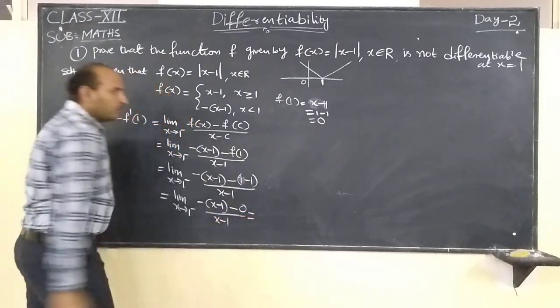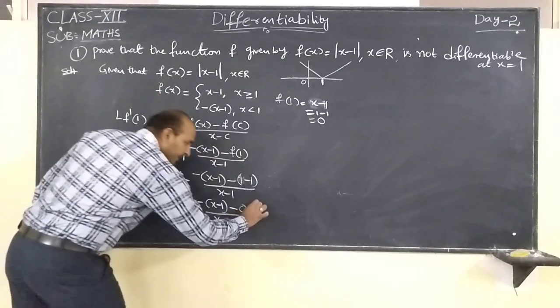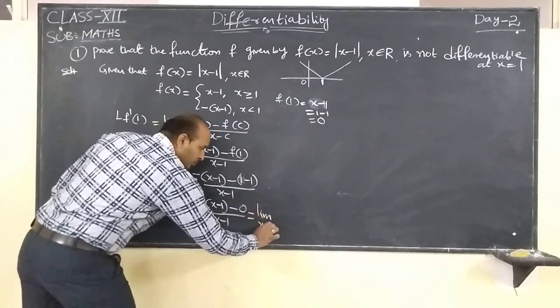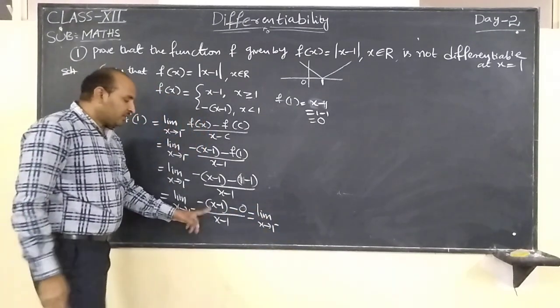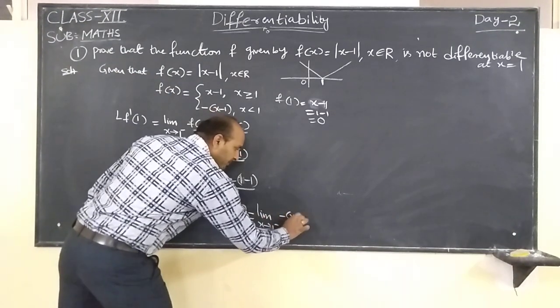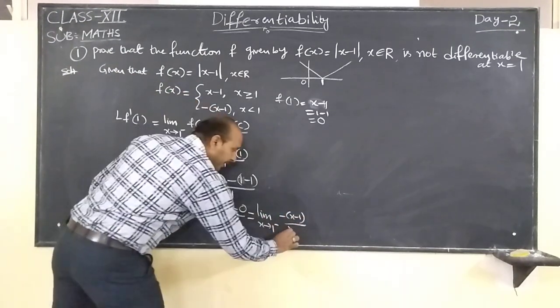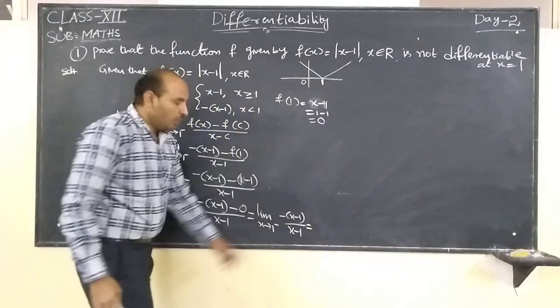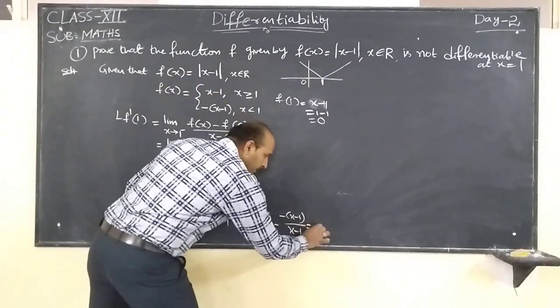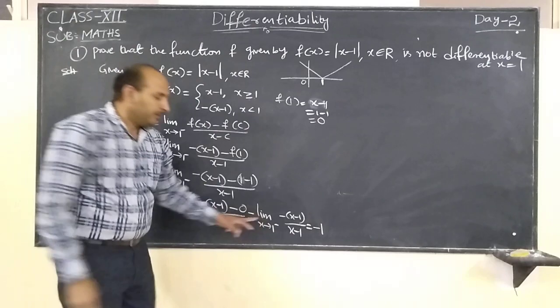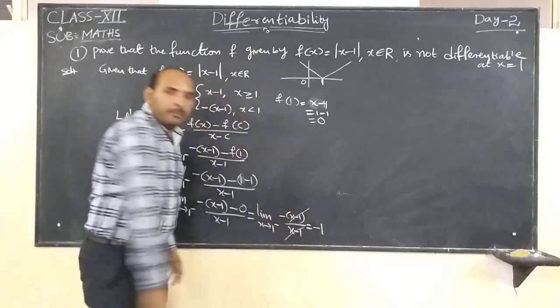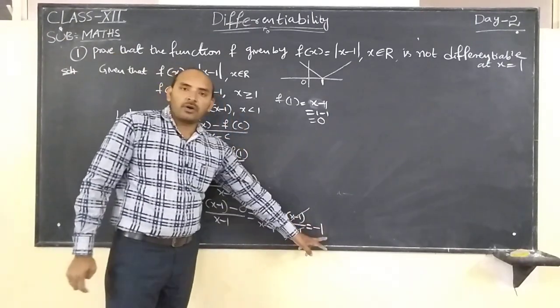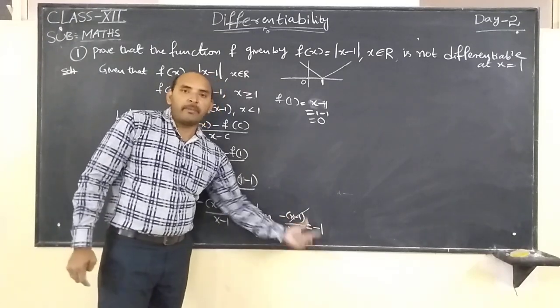So which is equal to the limit as x tends to 1 minus of x minus 1 divided by x minus 1, which is equal to, this cancels, you will get minus 1. The limit of the constant function gives the constant value, that is minus 1.